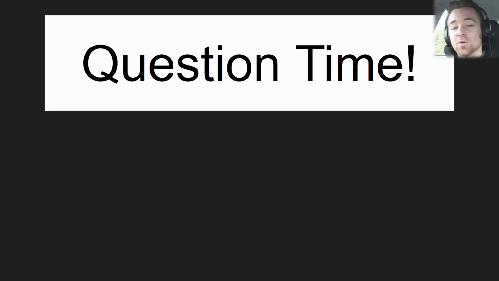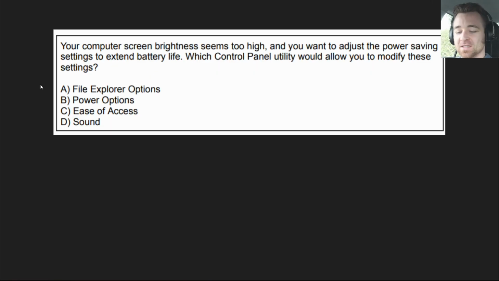With that being said, let's move on to our questions for this exam objective. See how ready we are for the real thing. The first question reads, your computer screen brightness seems too high and you want to adjust the power saving settings to extend your battery life. Which control panel utility would allow you to modify these settings? A, File Explorer options, B, Power options, C, Ease of access, or D, Sound. Pause the video if you need more time. Your answer coming in 3, 2, 1.